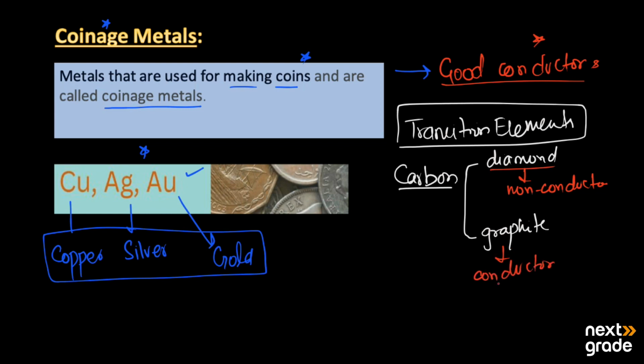The reason is that in the form of diamond, all the atoms are bonded, but in graphite there are free, unbonded electrons that can move, and so it can conduct electricity.